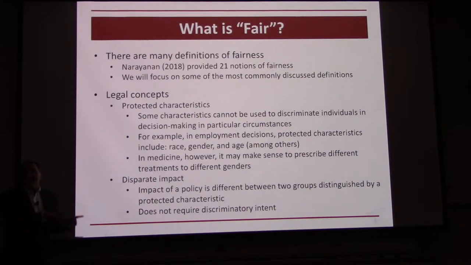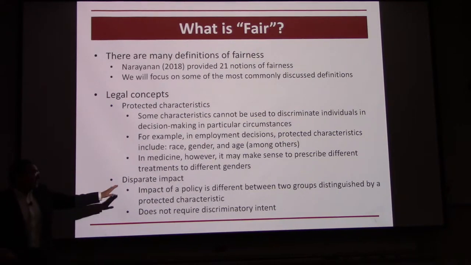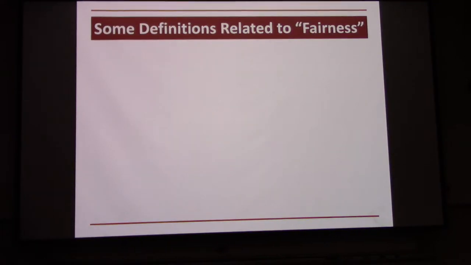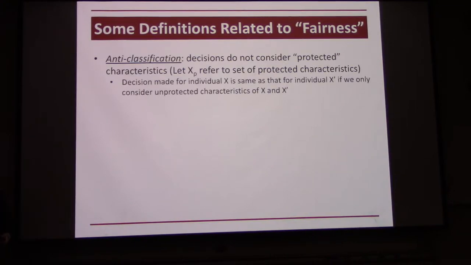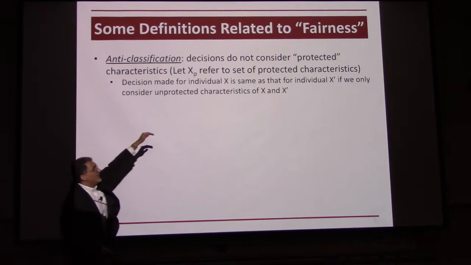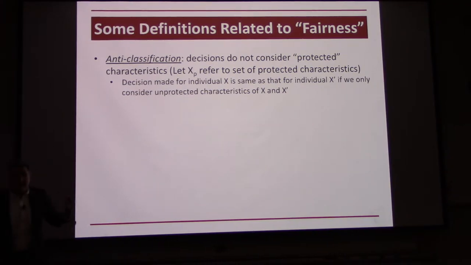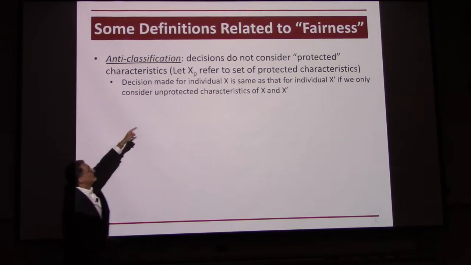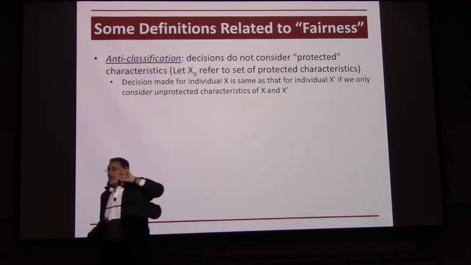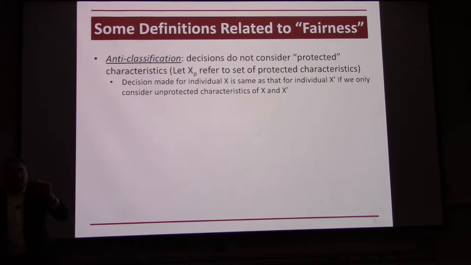I didn't intend to discriminate, but it turns out what I did tended to favor a particular gender over another gender. It impacted them differently, and as a result, that would be illegal. Okay? So how does this relate to this notion of fairness, to try to put in some concrete definition or some particular terms? Okay? There's a notion of anti-classification. Anti-classification says you make your decision without using any of the protected characteristics. If you're a mathematical type, that means we'll say X_p is the set of protected characteristics, and the decision we would make for two different individuals if we ignored their protected characteristics, and otherwise those two individuals look the same, should be the same decision.